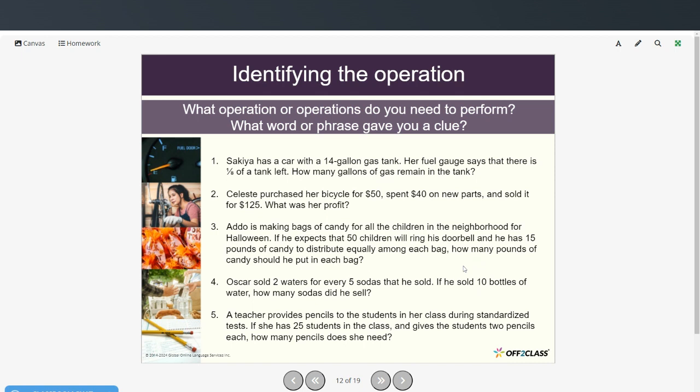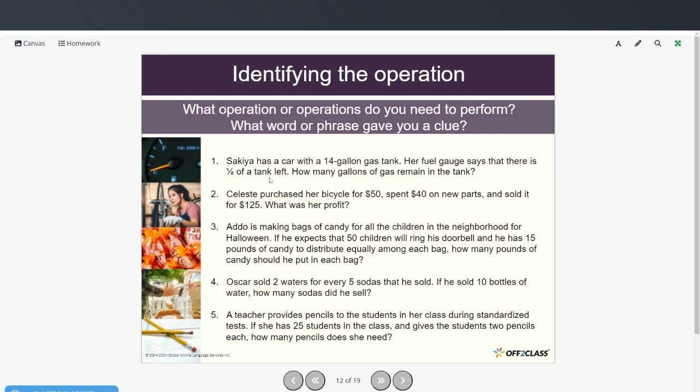Okay, so what operation or operations do you need to perform, and what word or phrase gives you a clue? Sakia has a car with a 14-gallon gas tank. Her fuel gauge says that there is 1/8 of a tank left. How many gallons of gas remain in her tank?